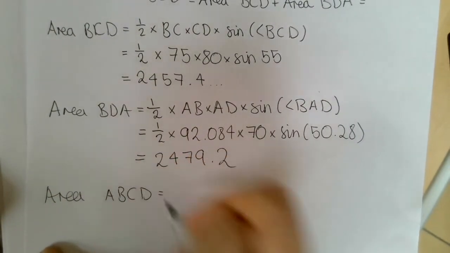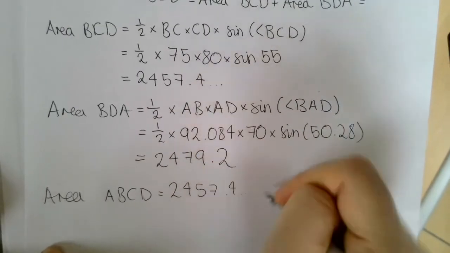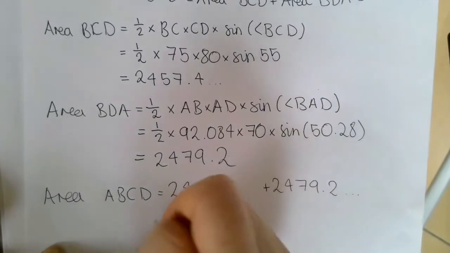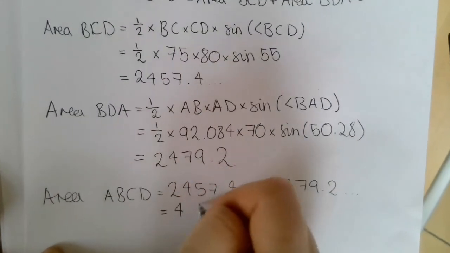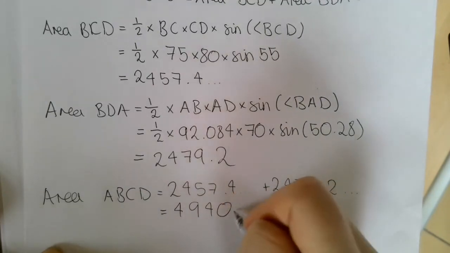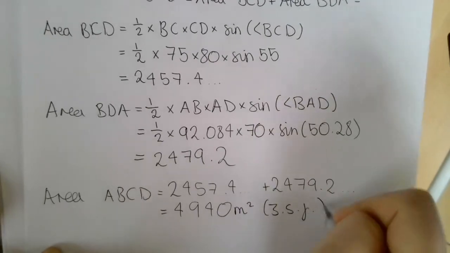So then the area ABCD is the sum of these two areas, which is equal to 4,940 metres squared to 3 significant figures.